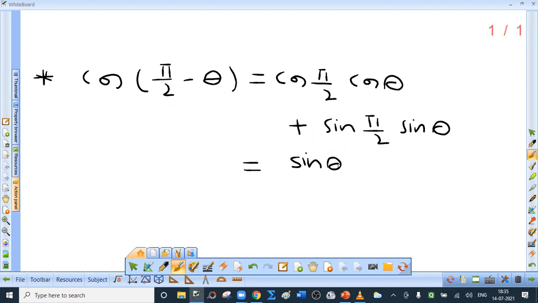Okay. What will be cos of pi by 2 plus theta? We have just proved the result. Which one? Cos of a plus b. So cos of pi by 2 plus theta, cos pi by 2 cos theta minus sin pi by 2 sin theta. Cos pi by 2 equal to 0. Sin pi by 2 is 1. Yes. So it is minus sin theta. I hope this is clear to you.